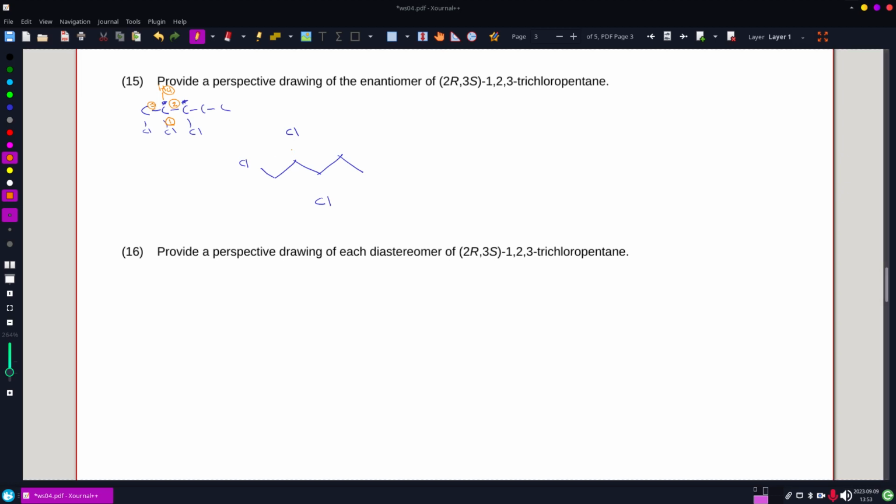All right, so here I'm going to go from 1 to 2 to 3. Now, that is clockwise, which is what we want in that 2 position. So I want the hydrogen in the back, therefore this chlorine in the front.